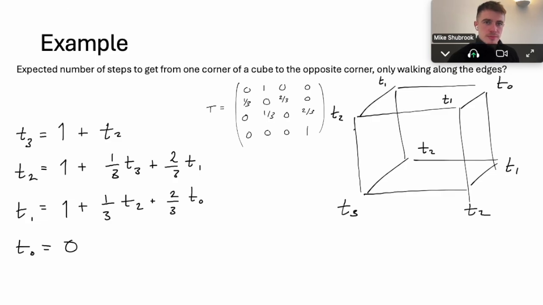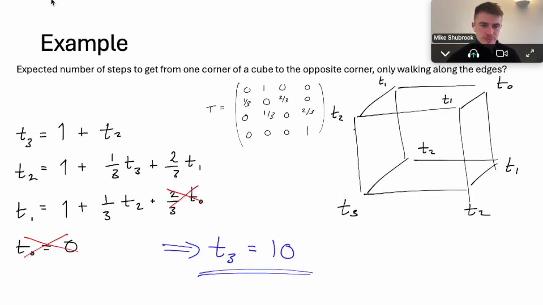And then we use our system of linear equations to find the number of steps that we expect to take from each one of these states. Again, we use this boundary condition that the expected number of steps to get from the target state to the target state is going to be 0, and that helps us simplify things down. And from this, we get that the expected number of steps from our initial state, which is over here, to get to our final state, which is here, is going to be 10.